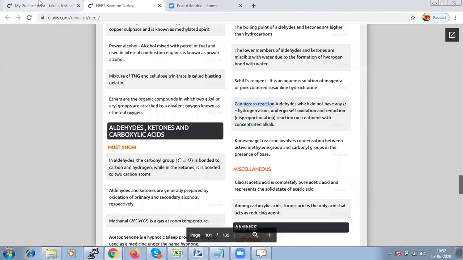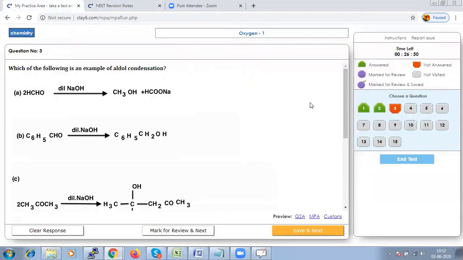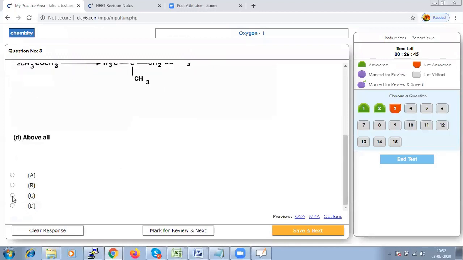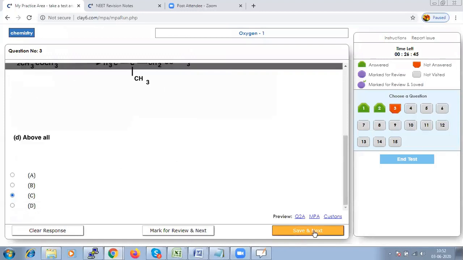So here the option should be C, because it should have. Hence our option C is correct. Let us save that and go to next.